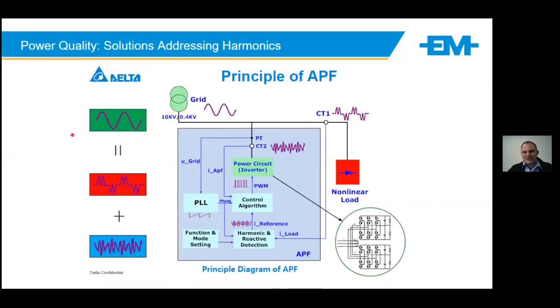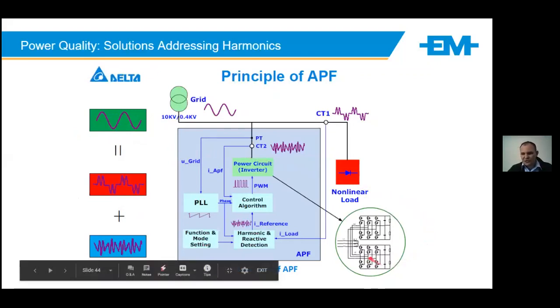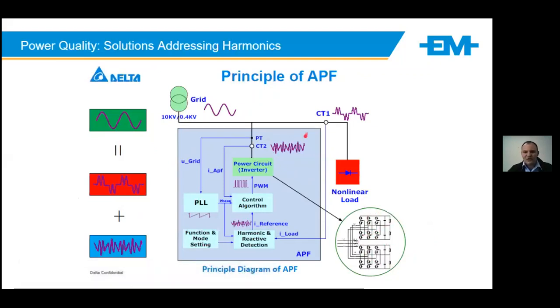So what does this active power filter do? It's a very high level view. It's got all its IGBTs in and rectifying circuits and so forth. The CT measures the uncorrected waveform. The unit itself, as I said, can be capacitive, inductive, and releasing energy to smooth out that waveform.